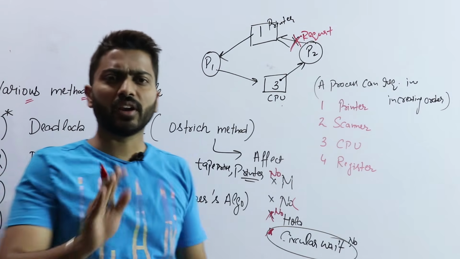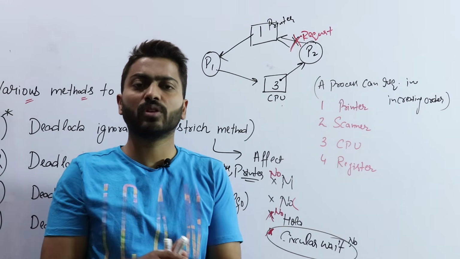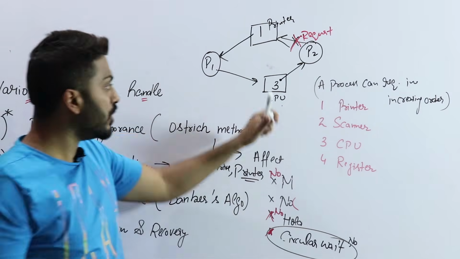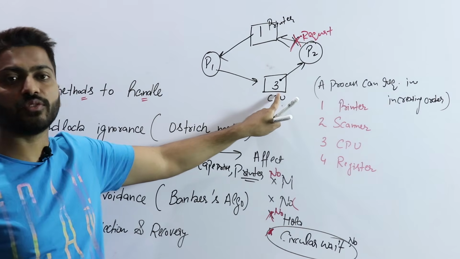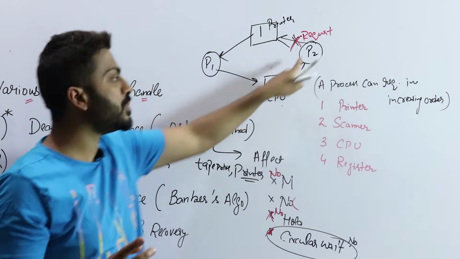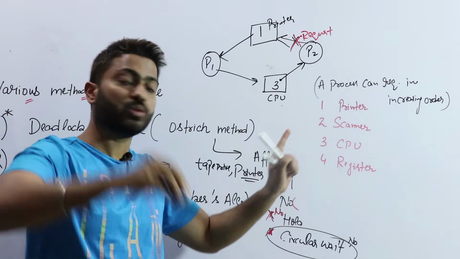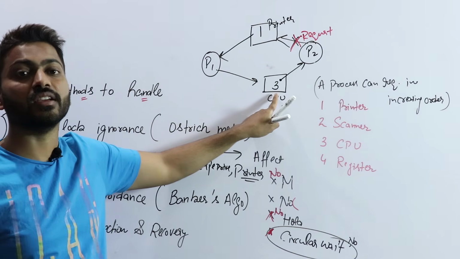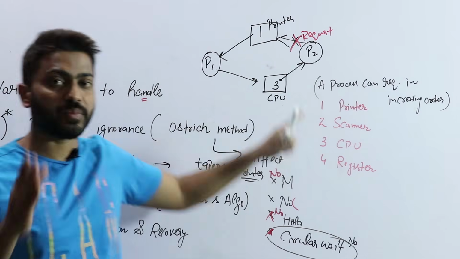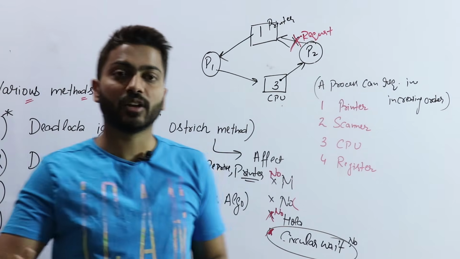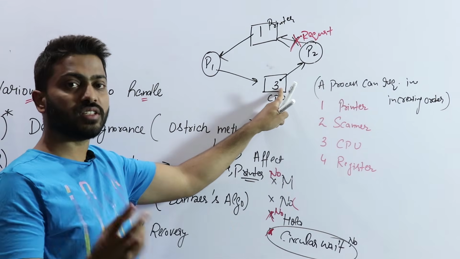Yes, P2 can request for the resource number which is greater than the previous request, because P2 has already requested for the resource number 3, that is CPU. So I just simply gave it. Now P2 says I need the resource number 1. So 1 is less than 3. No, the current request must be greater than the previous request. So yes, previous request is 3.